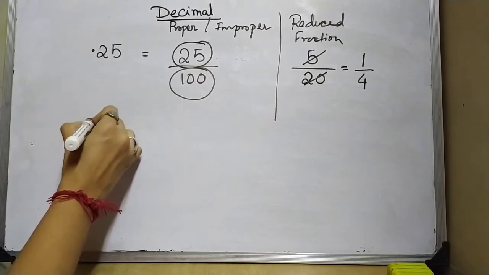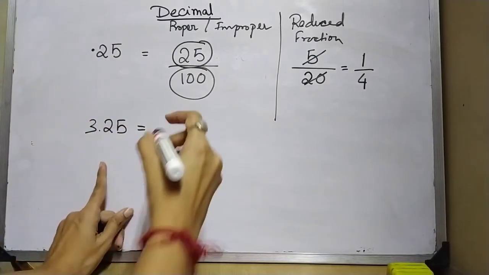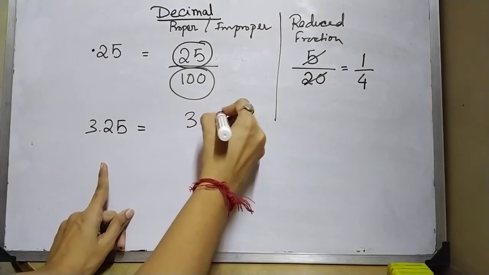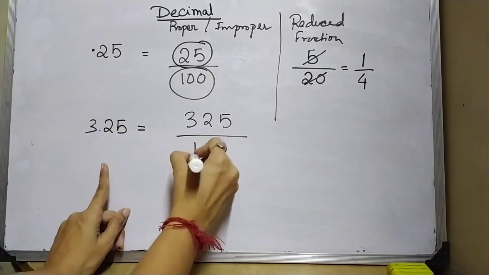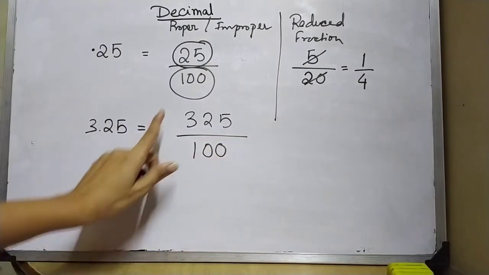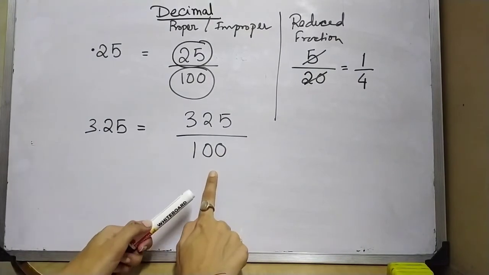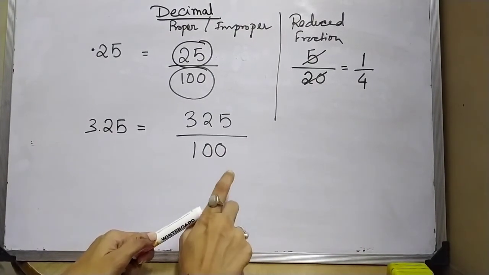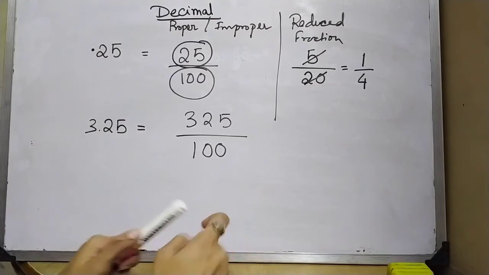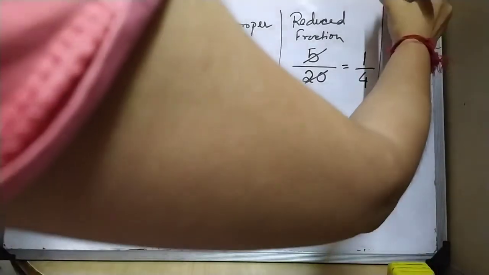Now taking another number, 3.25. If this number is given and I want to change it into a fraction, so 325 divided by, here the decimal is 2 places before, so I will write 100. Now this is 325 and this is 100, and as we can see the denominator is less than the numerator, and for that this is an improper fraction. And if a fraction is improper, we will change it to a mixed fraction.